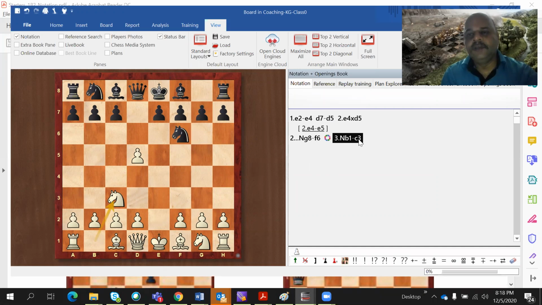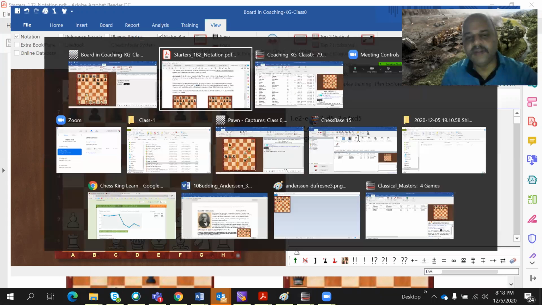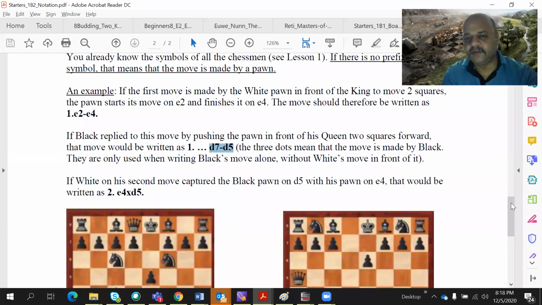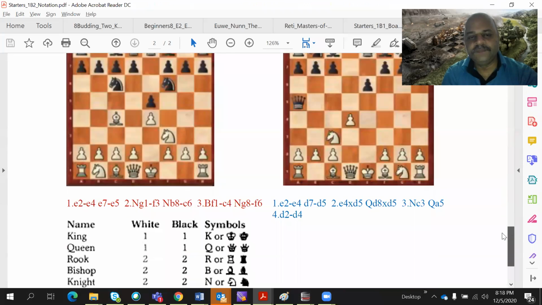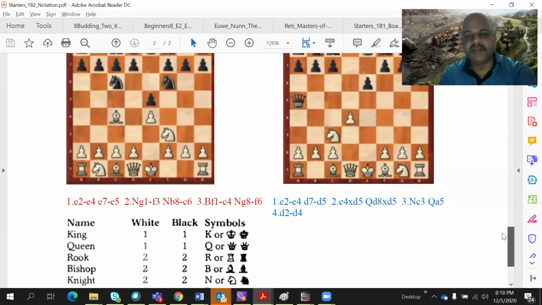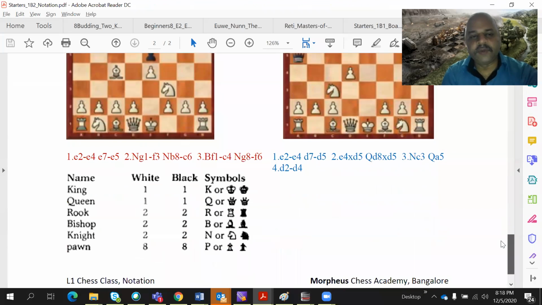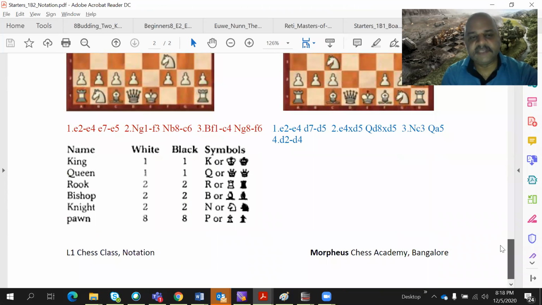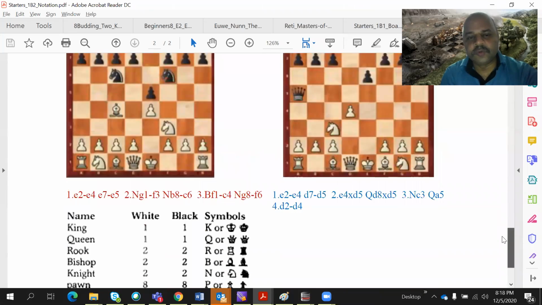Okay, so you will get practice with it after some time. So this is just to understand how it is written. This is what you should know. I've given the examples also with the diagram in the handout, so you can just go through it.